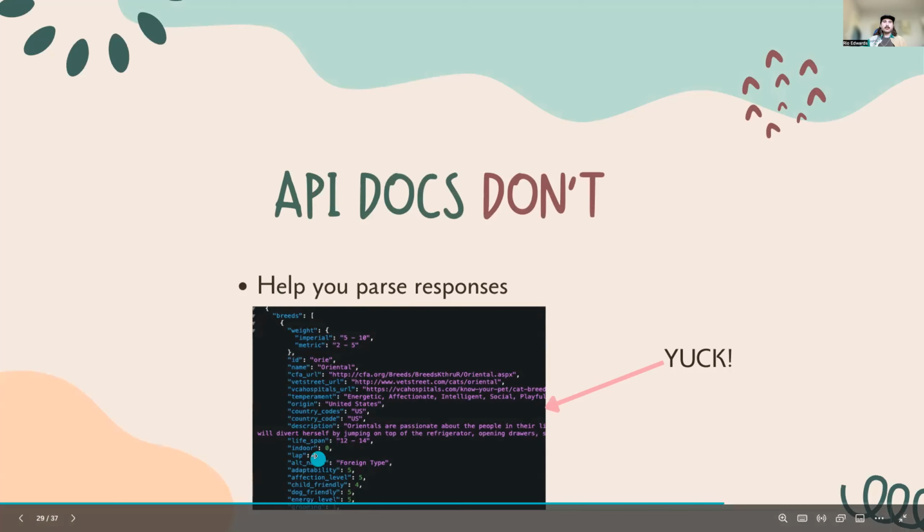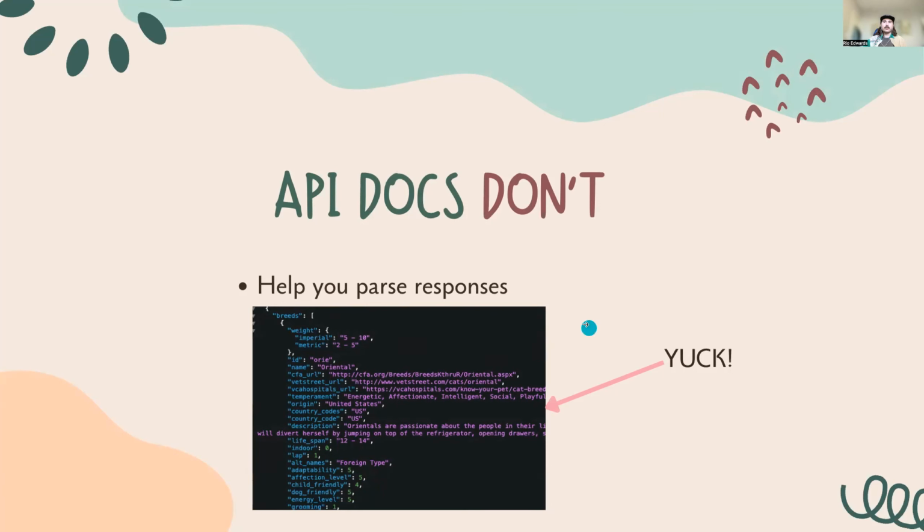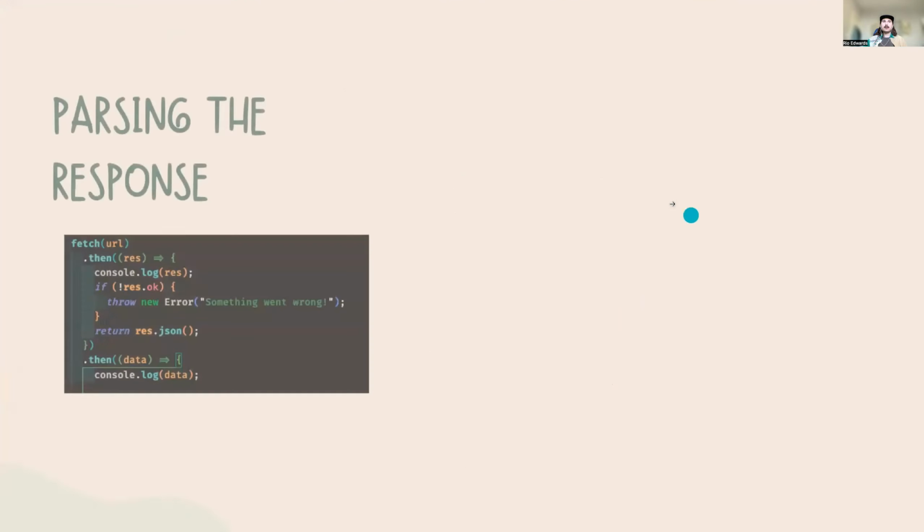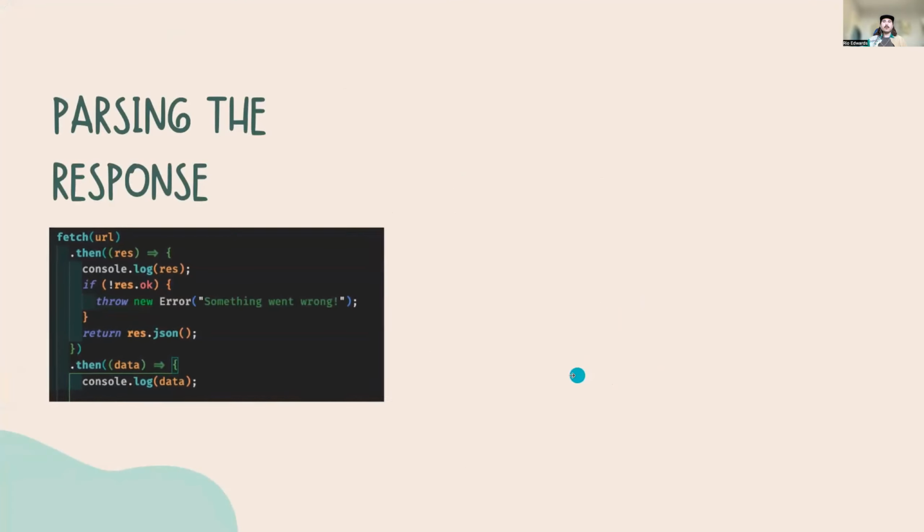We have the lifespan. We have child-friendly, dog-friendly with values, the description of the cat breed, and somewhere in there's a URL with a cat picture. It's all this information, but in our code we're going to need to parse this information and get the actual data that we want out of it. And it can be kind of messy. So I'll walk you through it.